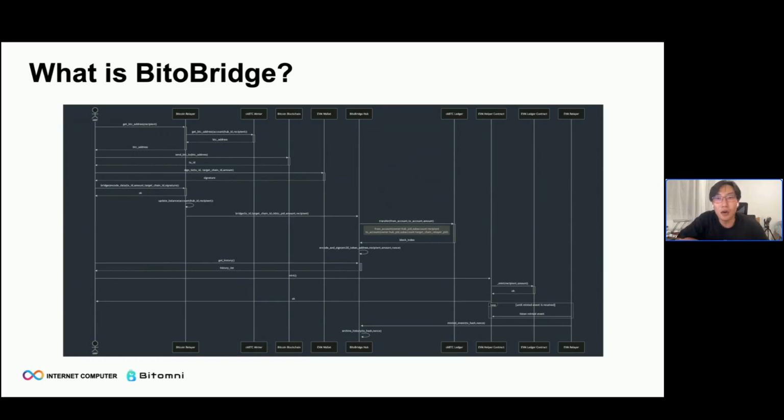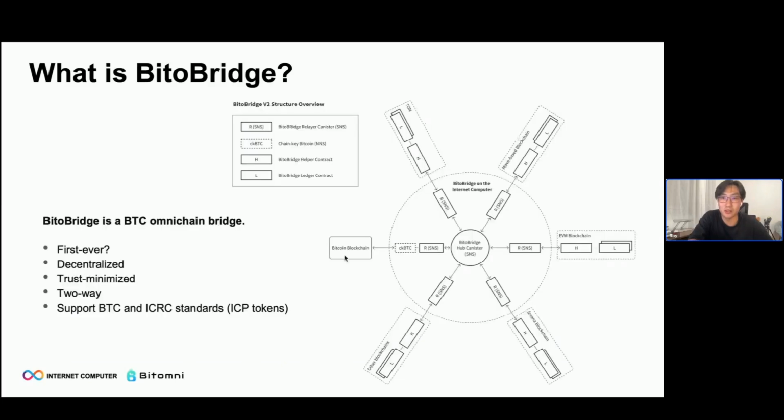There are 9 participants or actors involved in this sequence diagram, which are the Bitcoin relayer, CKBTC minter, and of course the Bitcoin blockchain, and also an EVM wallet such as MetaMask, and BitoBridge Hub, which is one of our canisters on IC, and the CKBTC ledger, EVM helper contract, EVM ledger contract, and the EVM relayer. All these actors or participants are the ones you saw in the overall architecture in the previous slide. So you should be able to map these actors in your mind back into this structure.